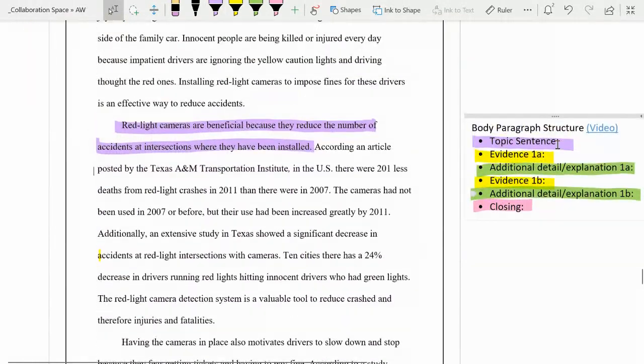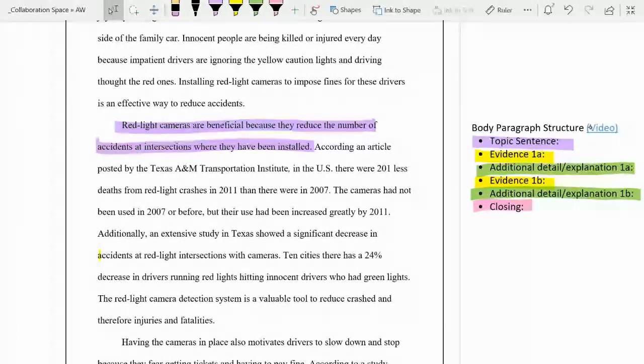Now I have my evidence here that there were 201 less deaths and that there was a 24% decrease. In my body paragraph structure, I'm going to provide my first piece of evidence, so 1A. And then if I need any additional details or explanation that goes with that same piece of evidence. So a lot of times this is going to be your paraphrasing or your direct evidence. This is going to be what's in your own words or further explanation.